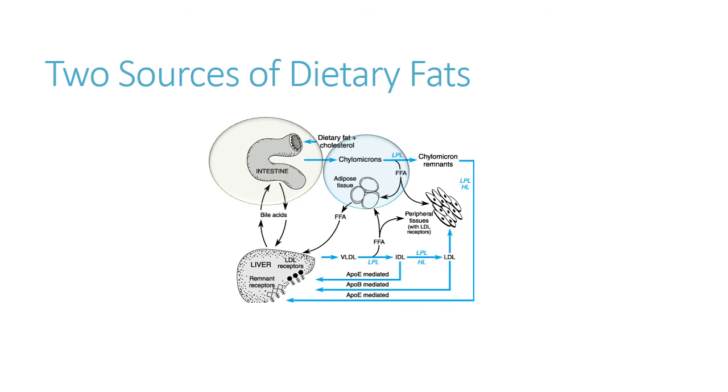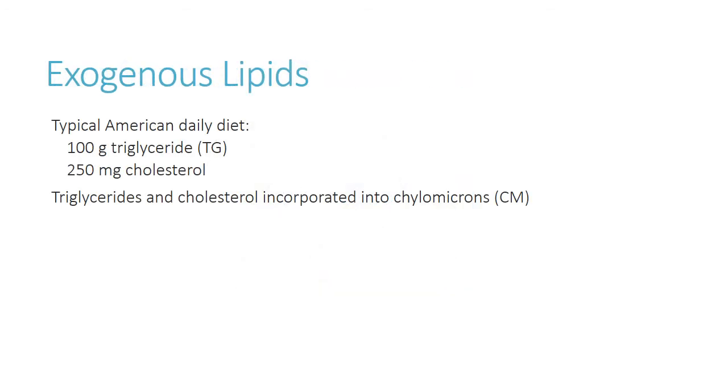So the 2 primary sources of fats that we get through the diet are dietary fat and cholesterol, usually triglycerides and cholesterol itself. So typical American diet, obviously this can vary pretty widely depending on the patient, but say 100 grams of triglycerides, 250 milligrams of cholesterol. And we can see that there's going to be some interconversion here between triglycerides getting converted into cholesterols.